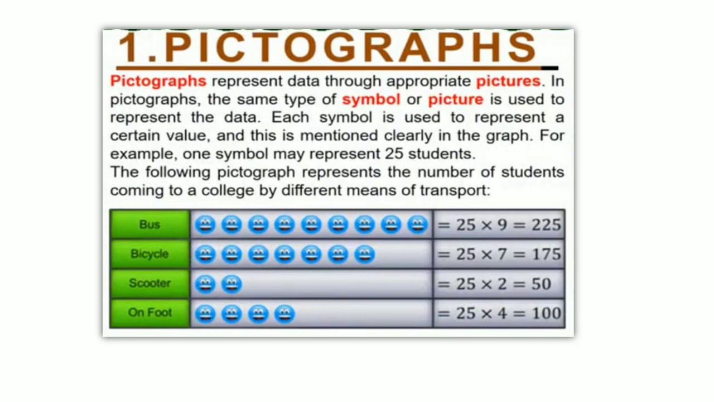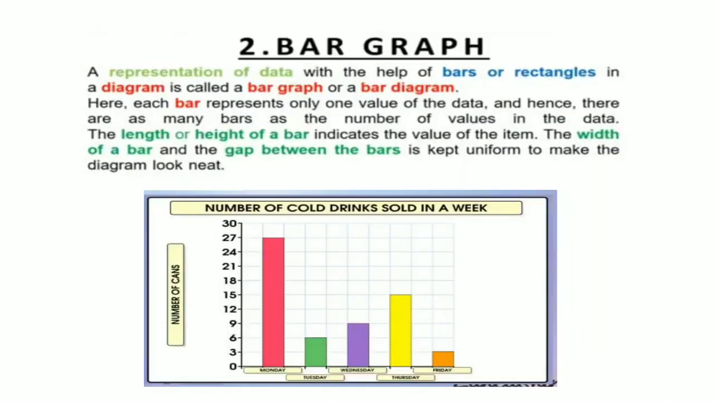And how many students come by walking? Here it is written on foot. There are 4 smileys, so 25 multiplied by 4 is equal to 100. Now let's learn the bar graph.